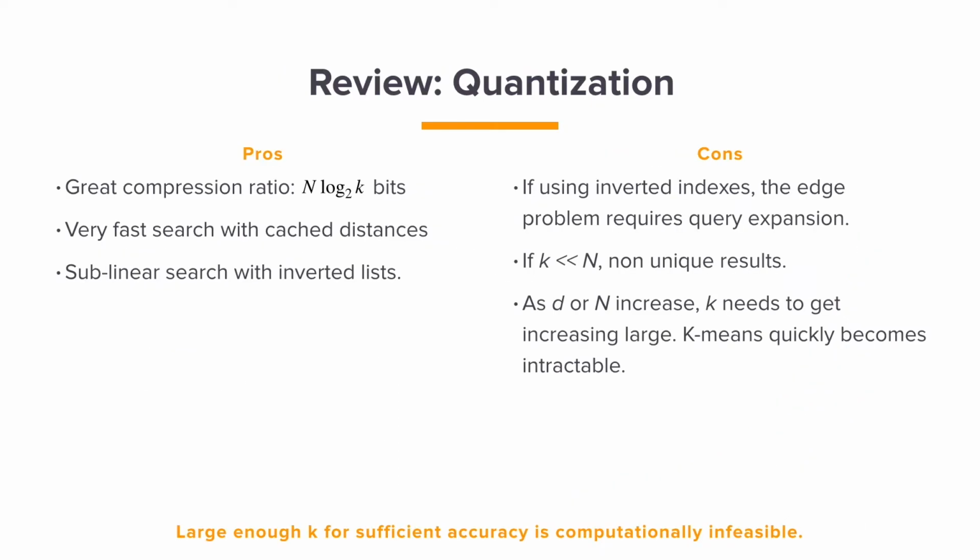So quantization has some good things going for it in that we get really high compression ratio, only n times log 2 bits per vector, right? We can do fast searches on the cache distances by using our little lookup trick, yeah?